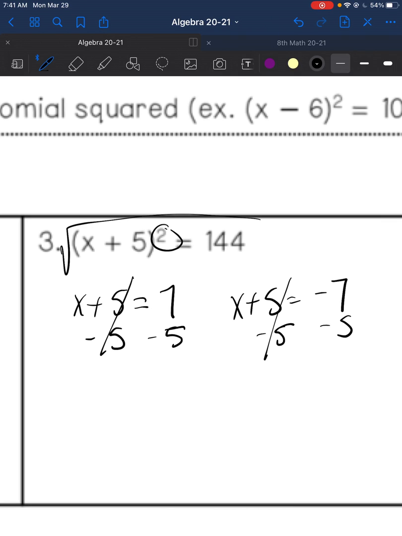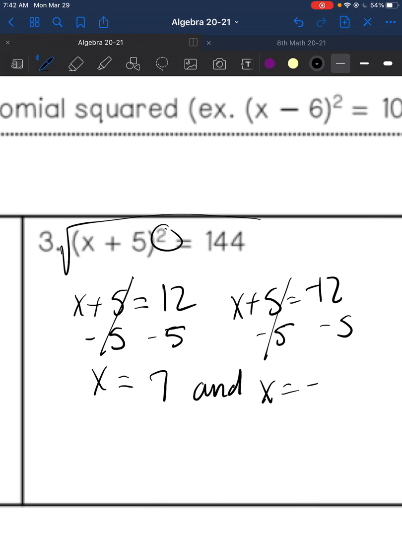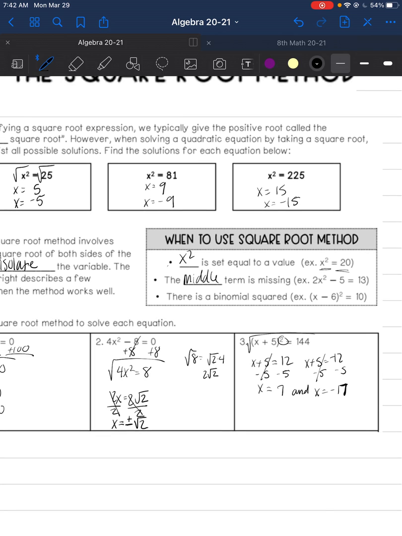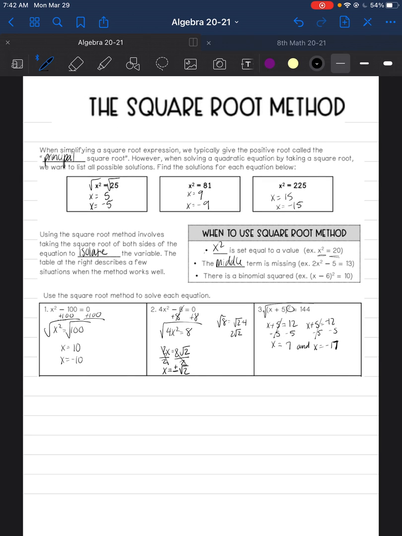Not 7. Why did I write 7? It's 12. -12. There we go. I know why I wrote 7. I was thinking ahead of the answer. So x equals 7 and x equals -17. So those are my two solutions. So that is the square root method and simplifying radicals, I'm sorry.